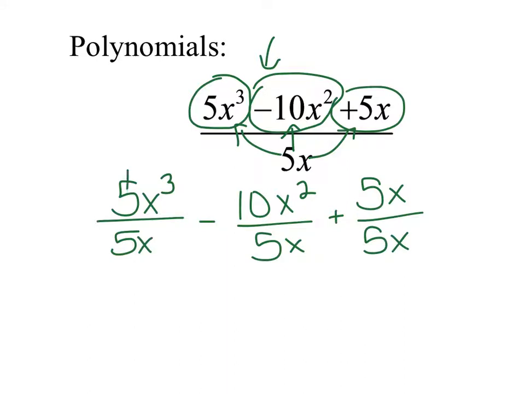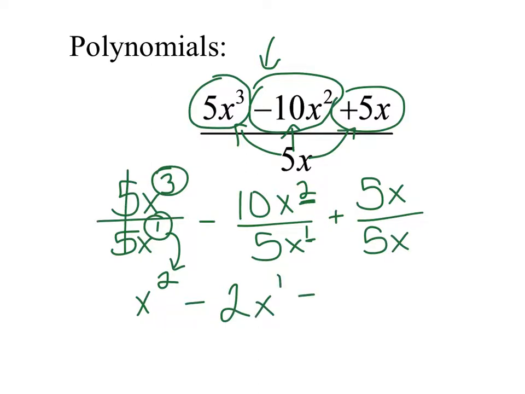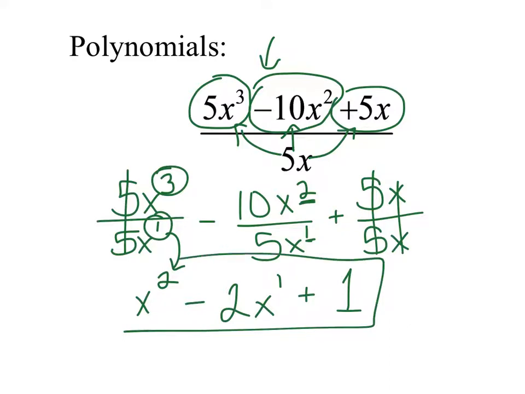So 5 divided by 5 is 1. 3 minus 1 is 2. Then the next one, 10 divided by 5 is 2, and then you subtract 2 minus 1 is 1. I can put the 1 there or not put the 1 there. That doesn't matter. And then anything divided by itself is 1. So this is the solution to that problem.